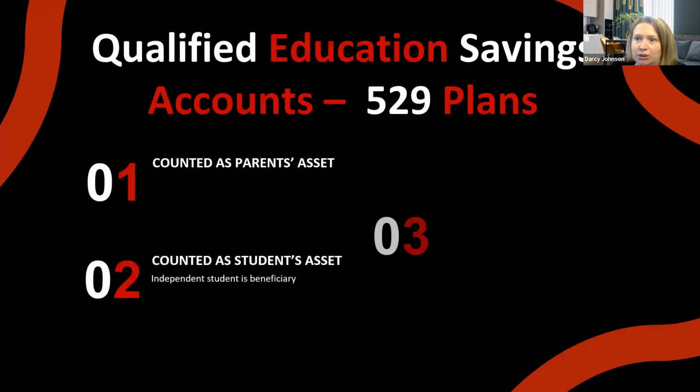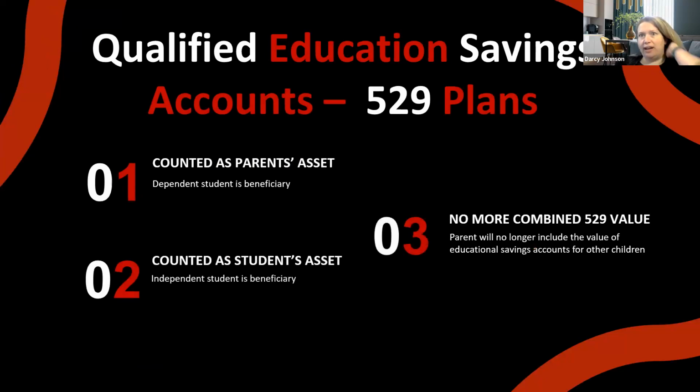So here's some good news. When looking at the qualified education savings accounts, the 529 plans, previously, if a parent had a 529 plan for multiple students or multiple children, they had to include that value as an asset for all of the 529 plans that they owned. Now, the parent will only include the value of the educational savings account where the student is the beneficiary. So if there are three other younger siblings in the house and they have plans for all of them, they would not include the values for those three younger siblings. It would just be for the student themselves.